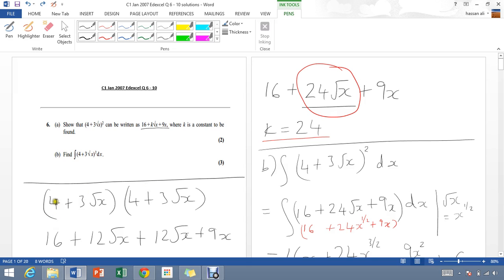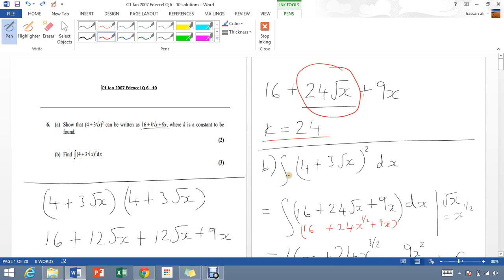When you expand (4 + 3√x)², you'll get 4 times 4 is 16, 3√x times 4 is 12√x, 4 times 3√x is another 12√x, 3 times 3 is 9, and then √x times √x is x. When you add this up and simplify it, it will give you 16 + 24√x + 9x, giving you your value of k, which will be 24.